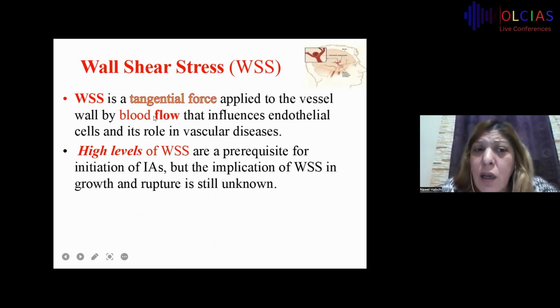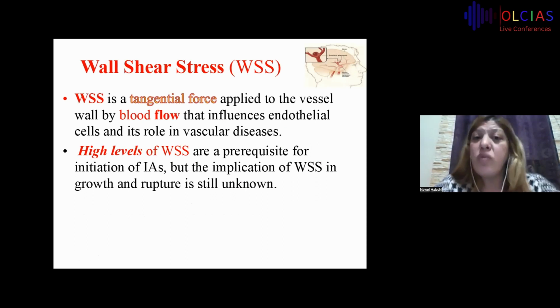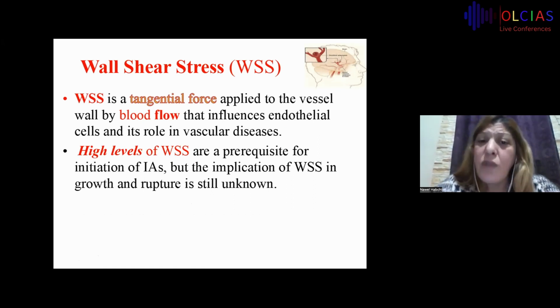This blood flow creates or applies a tangential force to the vessel wall. The tangential force applied to the vessel wall by the blood is called wall shear stress. This wall shear stress influences the endothelial cells, and it has a great role in the emergence of vascular disease. So the cause of the emergence of vascular disease is the wall shear stress, and it is created by the blood flow in the vessel.